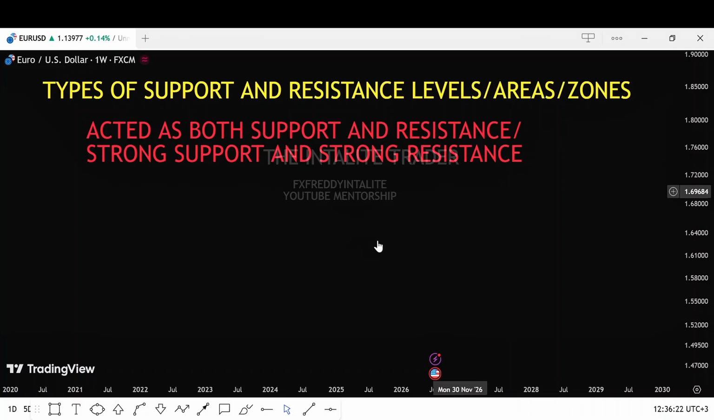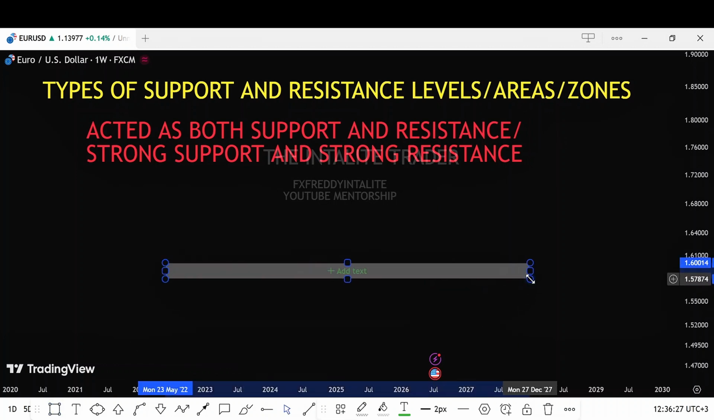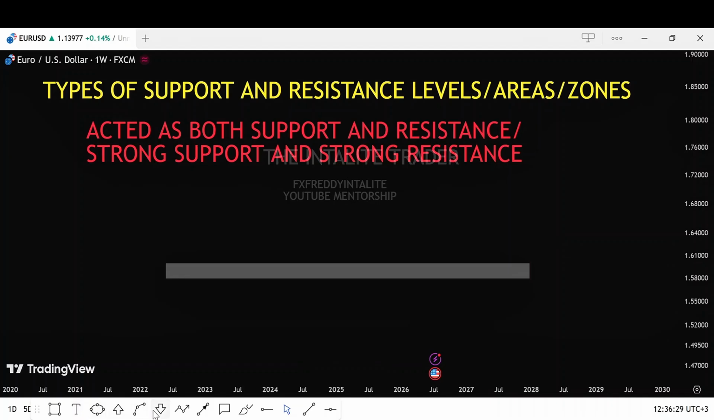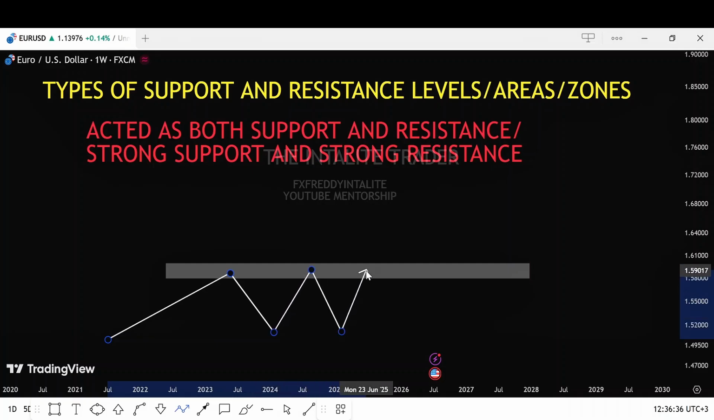So let's say you have a level like this, price has traded into this level and respected it, then price breaks above.